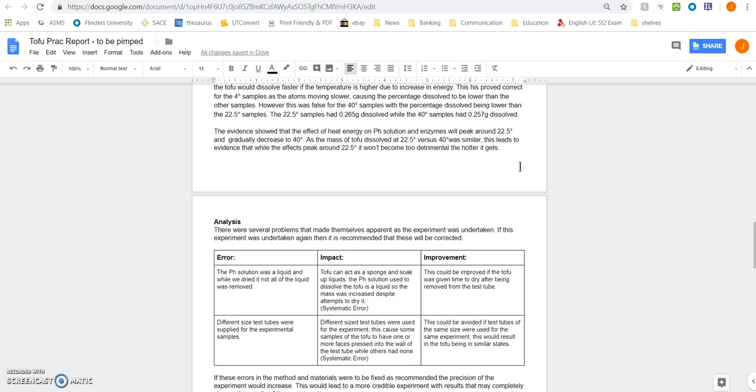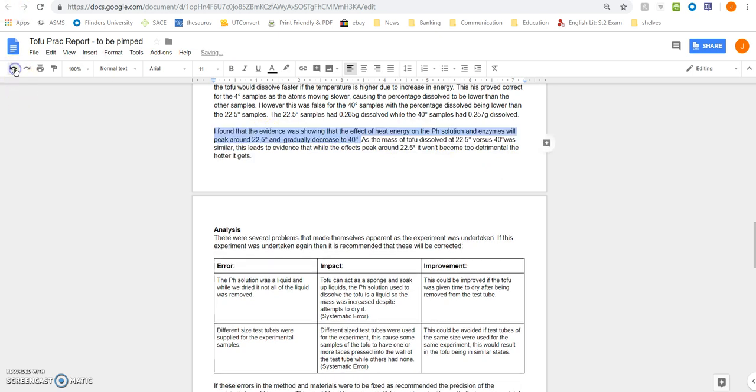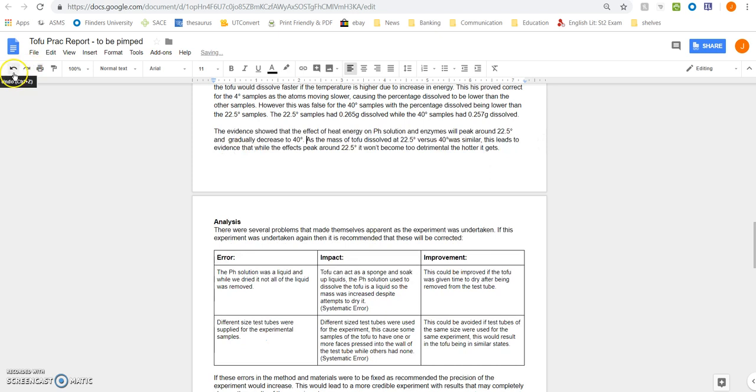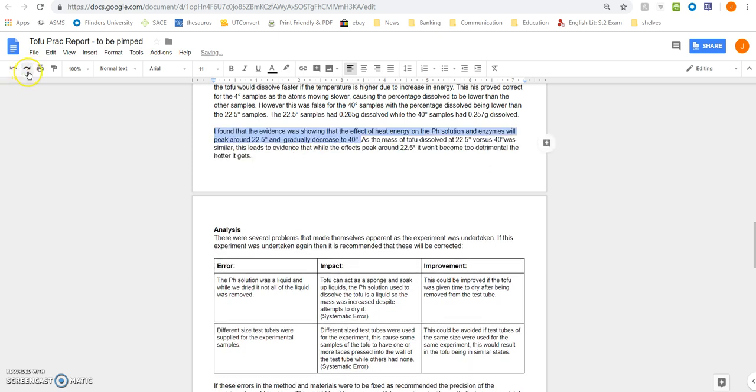"The evidence showed that the effect of heat energy on pH solution and enzymes will peak around 22.5 degrees and gradually decrease to 40 degrees." So I have got rid of a couple of "the"s. I have got rid of the personal pronoun. And as you can see from the length of it, it's become more concise. We've got rid of about 3 words there. Fantastic.